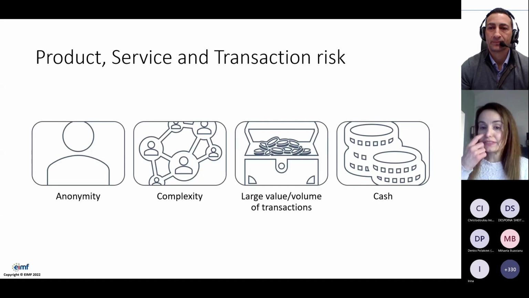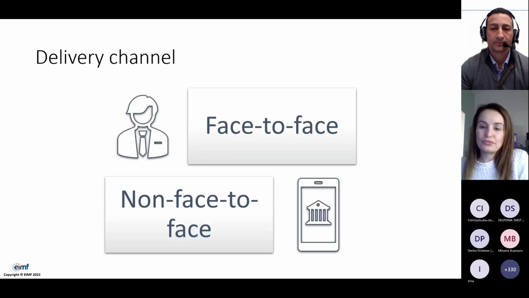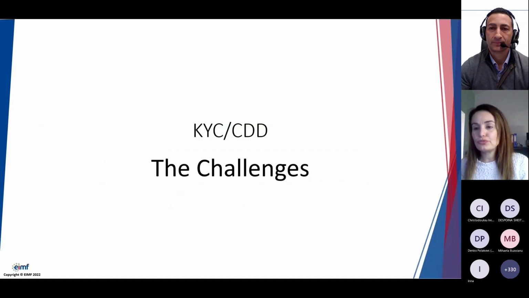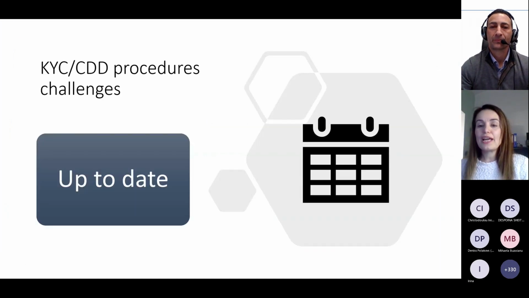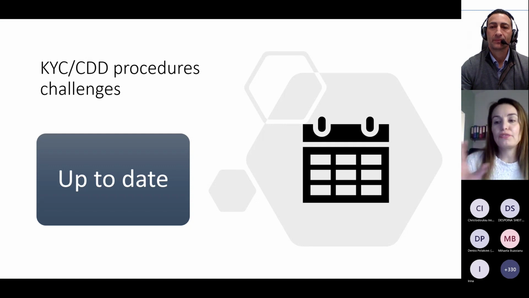Now, product, service, and transaction. Criminals love anonymous products, complex products, large value and volume, and cash. We have already said that. And face-to-face and non-face-to-face, we have already covered that. Now we want to focus a bit on the challenges. And here is where you can write in the chat room, what challenges do you face? Because here we will only discuss a few of them.